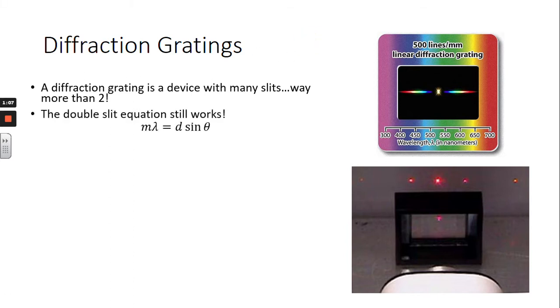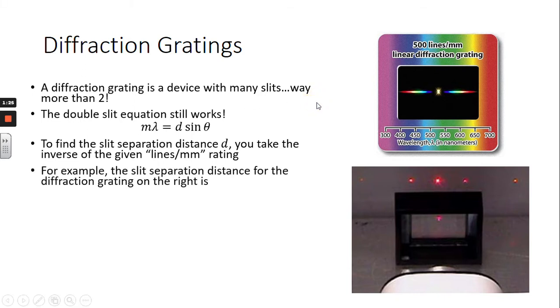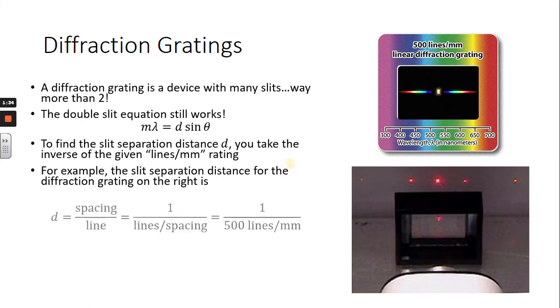This equation, m lambda equals d sine theta, still works. So we're still in good shape there. The thing we need to know is how do we figure out the separation distance, d? Diffraction gratings are rated just like the one in the image on the right. They're rated in terms of lines per millimeter. The inverse of that will tell you the millimeters per line, the slit separation distance. So for example, the slit separation distance for the diffraction grating on the right is d, your spacing per line, which is 1 over your lines per millimeter, which is 1 over 500 lines per millimeter, or the distance between each line is 0.002 millimeters.